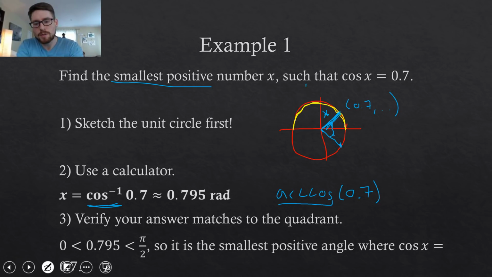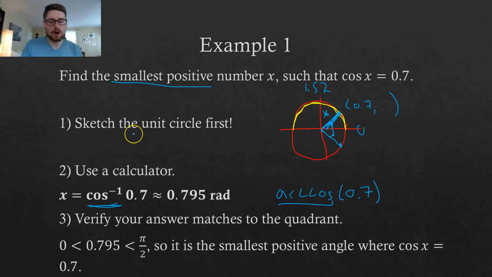Which is 1.57. This is 0. 1.57 is pi over 2. So in fact it is the smallest positive angle where the cosine is 0.7. You could also graph the function out and see if it is the first answer. Okay, so that's a relatively straightforward one.